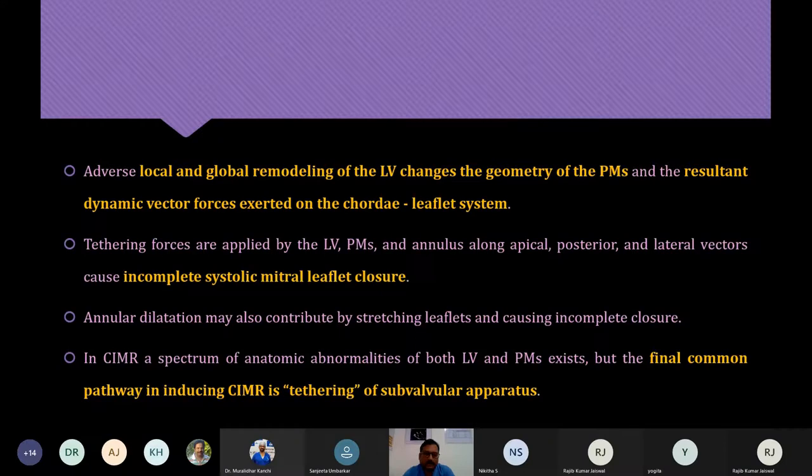Tethering forces are applied by the LV, papillary muscles and annulus along with the apical, posterior and lateral vectors, causing incomplete mitral valve closure. Annular dilatation may also contribute to this stretching of the leaflet, causing incomplete closure. Usually annular dilatation is seen in global LV dysfunction or anterior wall myocardial infarctions, whereas more tethering comes with inferior wall infarctions, leading to posterior papillary muscle tethering. In ischemic MR, a spectrum of anatomical abnormalities of both LV and papillary muscle exists, but the final common pathway includes tethering of the subvalvular apparatus.